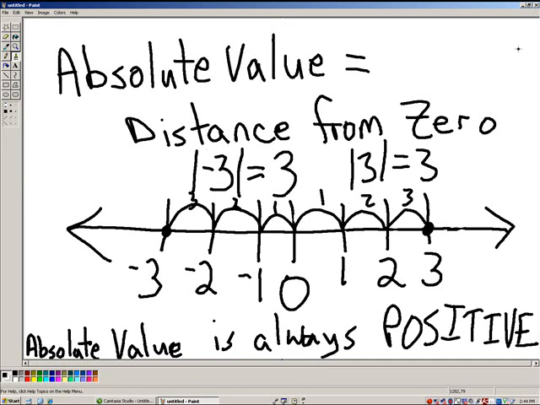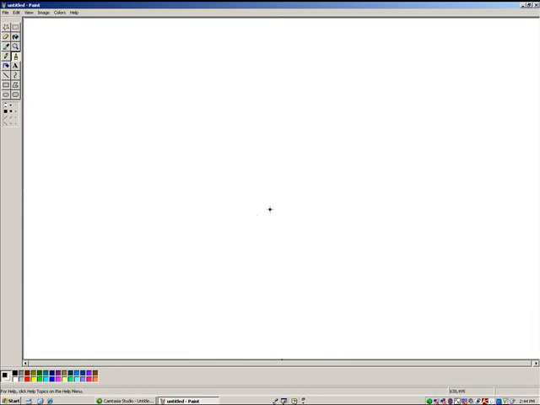All we're talking about is distance. We don't care about which direction we went. All we care about is how far we went. That kind of makes absolute value the odometer of mathematics, you might say. Your car doesn't pay attention to what direction you travel. All it pays attention to is how far you've traveled.